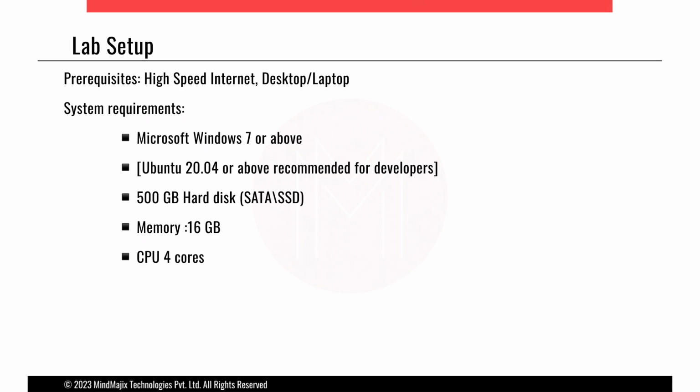And the lab setup for the course is: we need high-speed internet for the session, and you'll require a desktop or laptop system. And the system requirements are, if you are a Windows lover, it should be Windows 7 or more. And for developer-specific, I will recommend Ubuntu, which should be 20.04 or above. And the 500 GB hard disk, memory should be 16 GB plus, and a CPU with 4 cores is required.